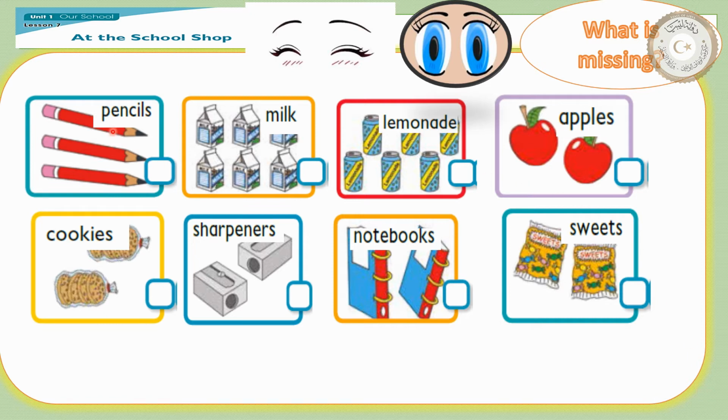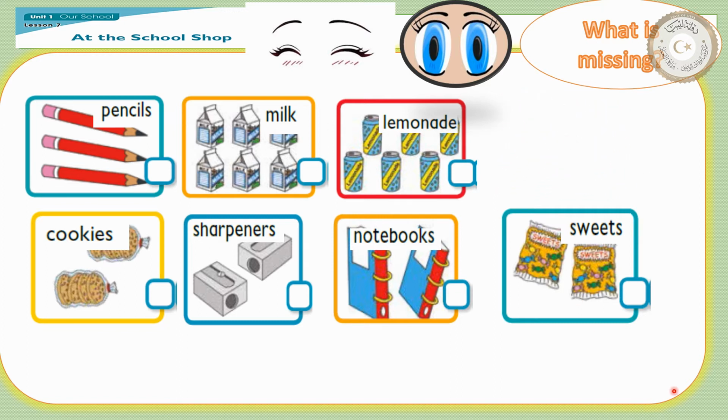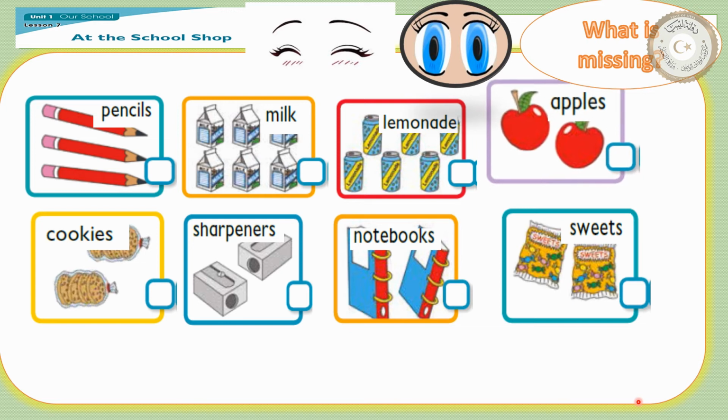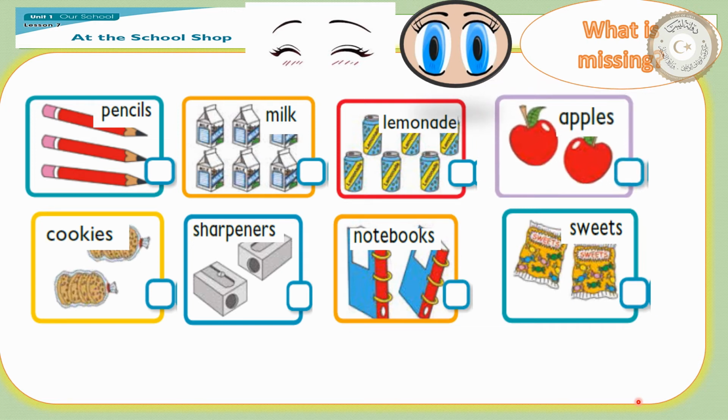We had pencils, milk, lemonade, apples, cookies, sharpeners, notebooks, and sweets. So now close your eyes. Okay. What's missing? Open your eyes now. Okay, what's missing? Can you tell me what's missing? Rujain, apples. Excellent, Rujain. Yes, it's apples. Okay. Now close your eyes another time.